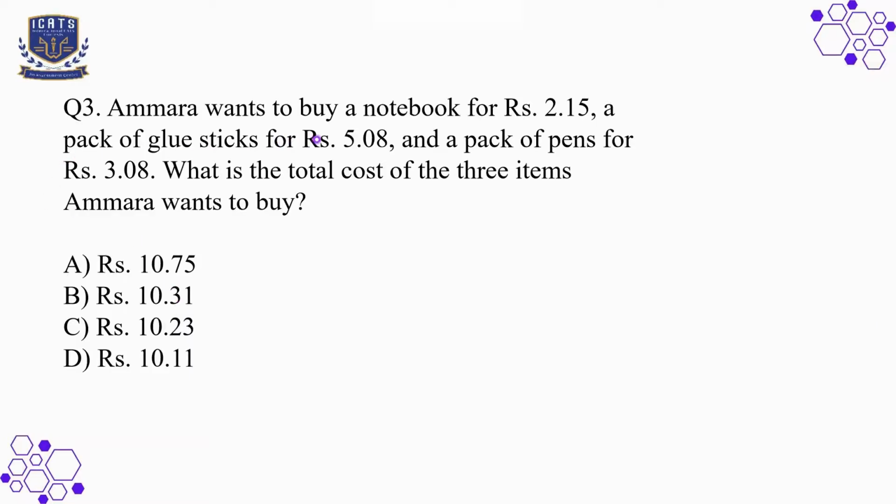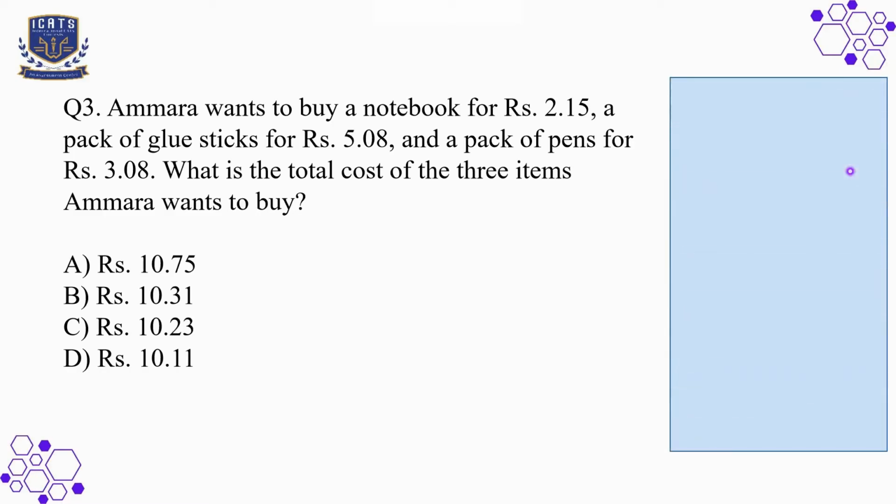Question number 3. Amara wants to buy a notebook for rupees 2.15, a pack of glue sticks for rupees 5.08, and a pack of pens for rupees 3.08. What is the total cost of the 3 items Amara wants to buy? Option A is rupees 10.75, option B is rupees 10.31, option C is rupees 10.23, and option D is rupees 10.11. So let's add the prices of all 3 objects.